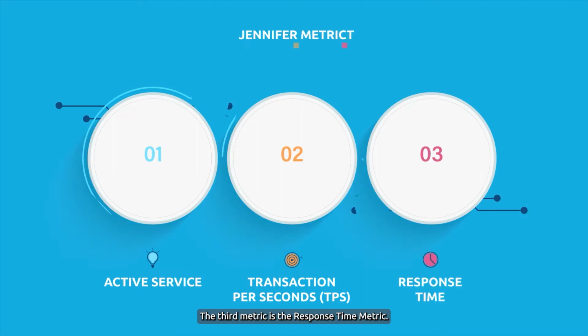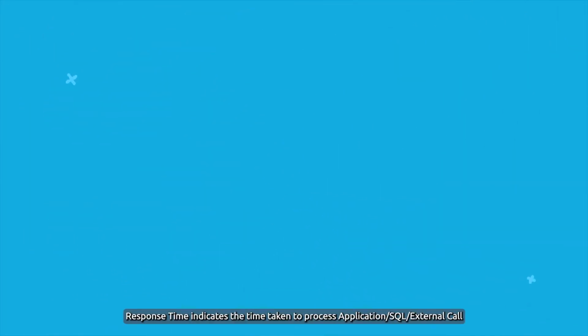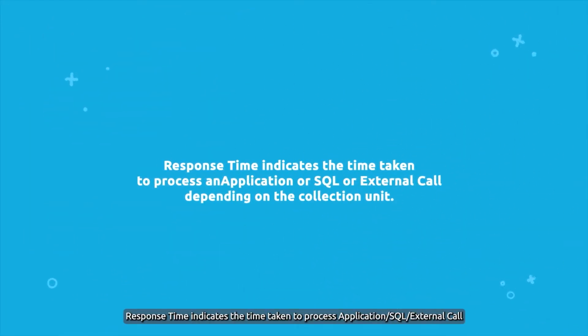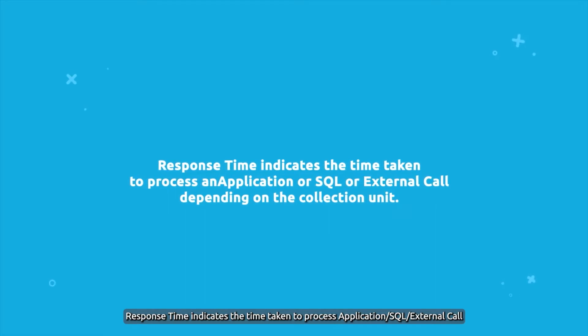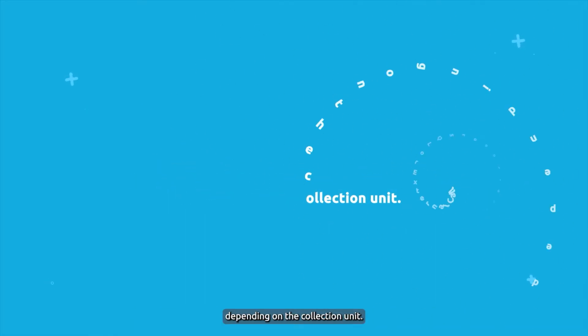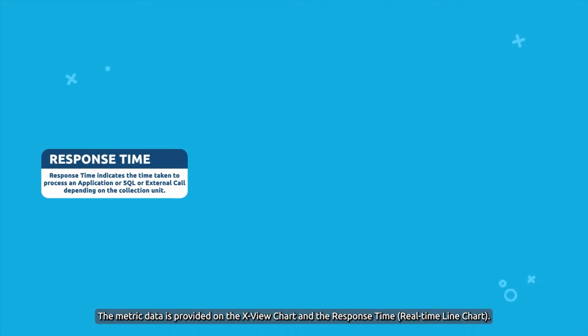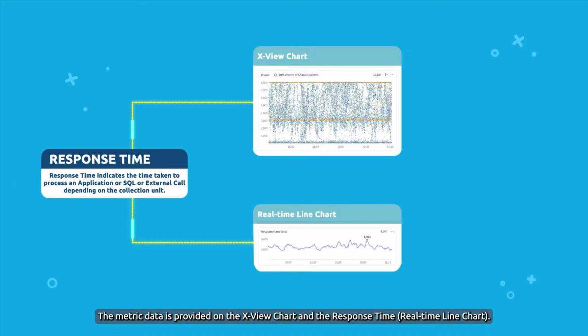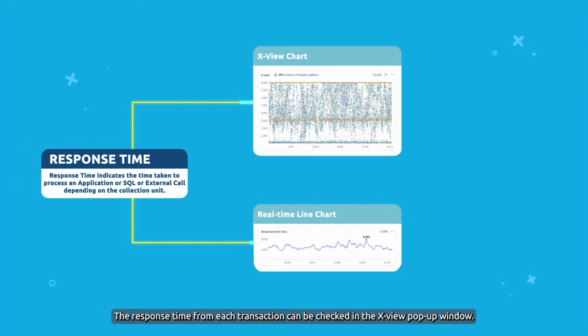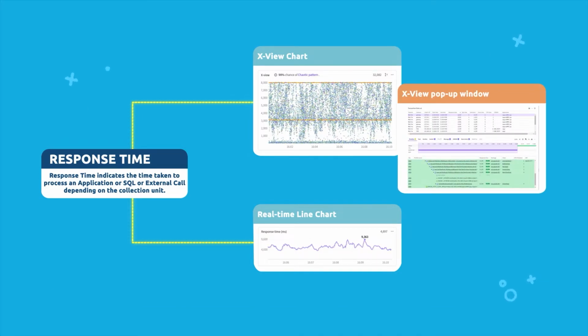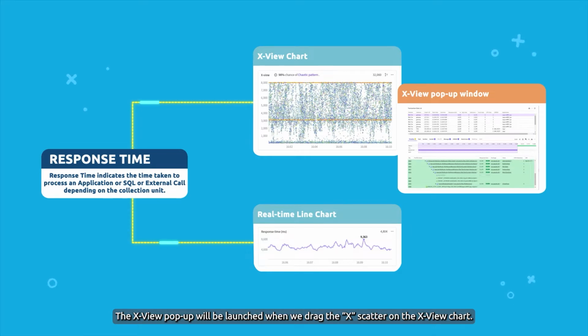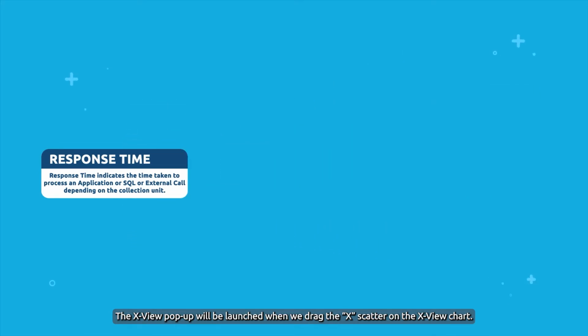The third metric is the response time metric. Response time indicates the time taken to process an application or SQL or external call, depending on the collection unit. The metric data is provided on the XView chart and the response time real-time line chart. The response time from each transaction can be checked in the XView pop-up window. The XView pop-up will be launched when we drag the Xscatter on the XView chart.